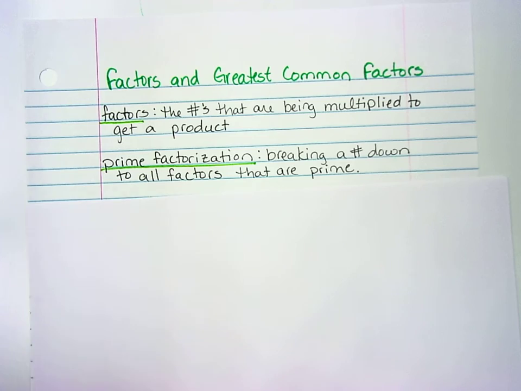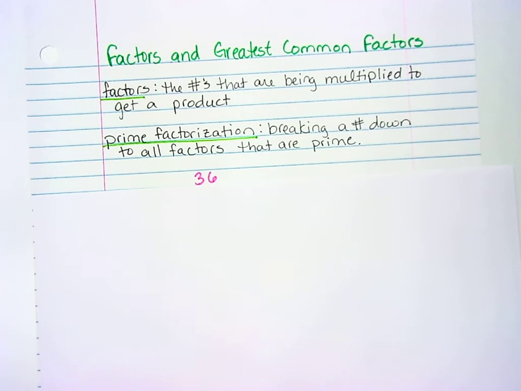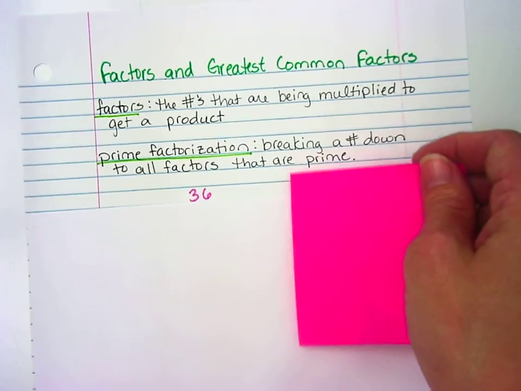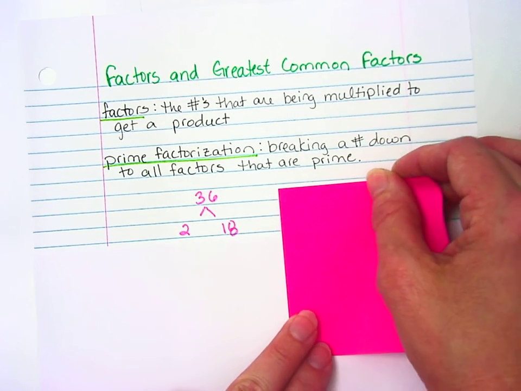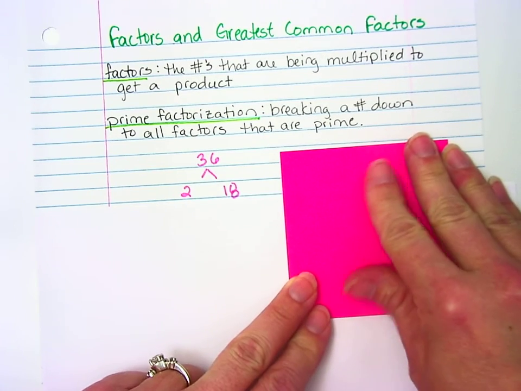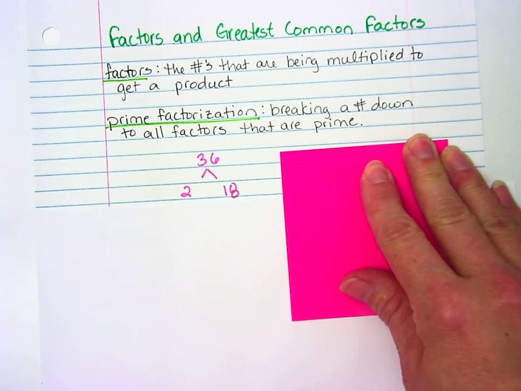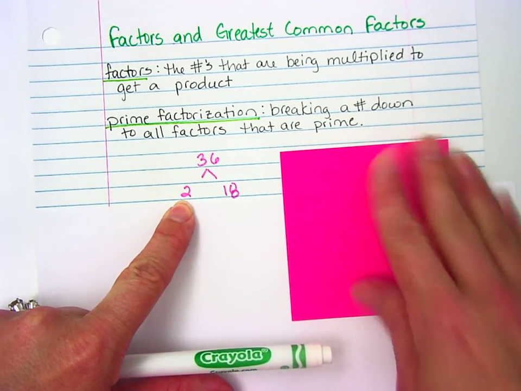So an example of that would be 36. Two numbers that make 36, I'm going to start out with 2 and 6. And not 2 and 6. 2 and 18. Write those down. And I'm making what's called a factor tree. So I'm branching out. 2 is prime, so I can't do anything to that.